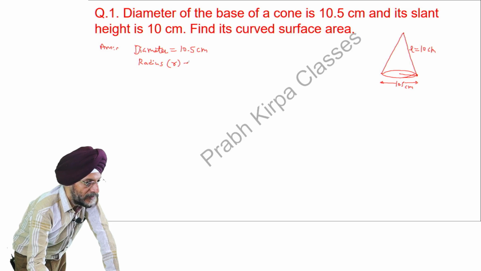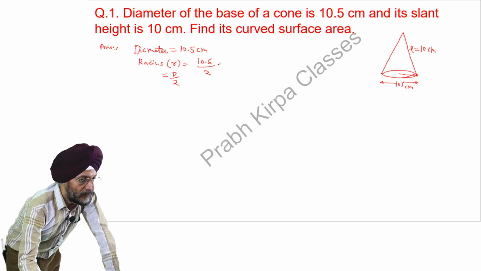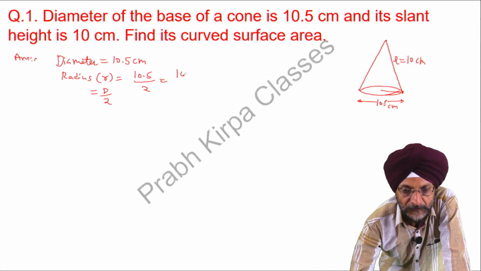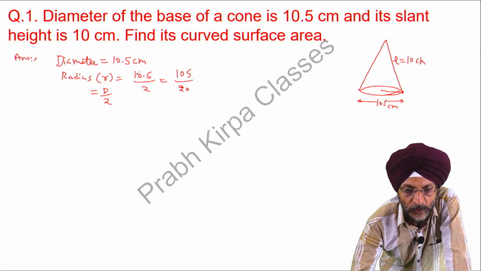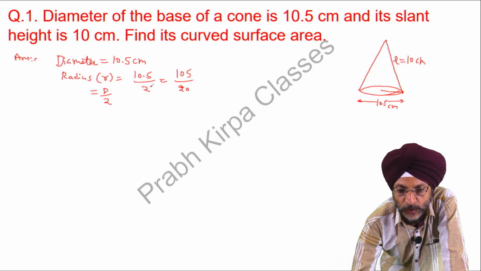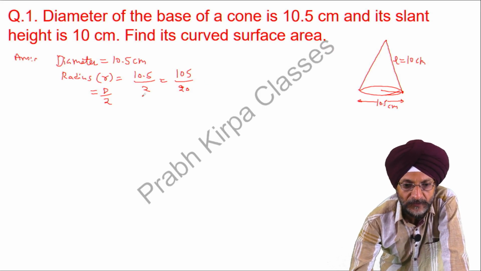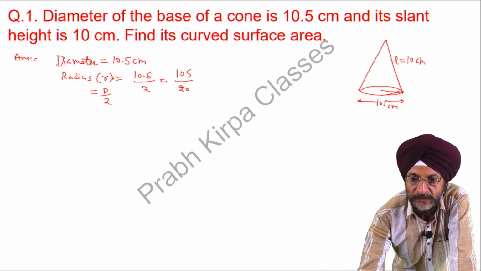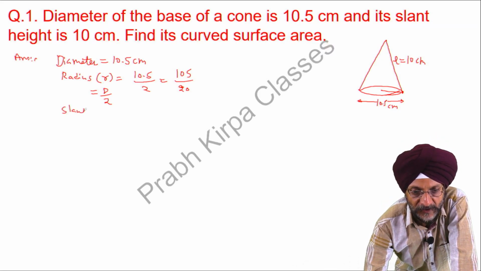Radius R is equal to 10.5 divided by 2, because radius is equal to diameter divided by 2. So it becomes 105 over 20, because we have solved it as 10.5 and the 0 has come below. So we have calculated the value of R. Now slant height is already given to us. Slant height is equal to 10 centimeter.